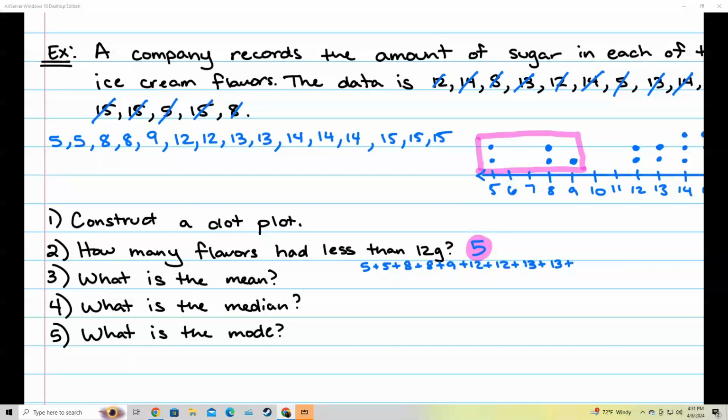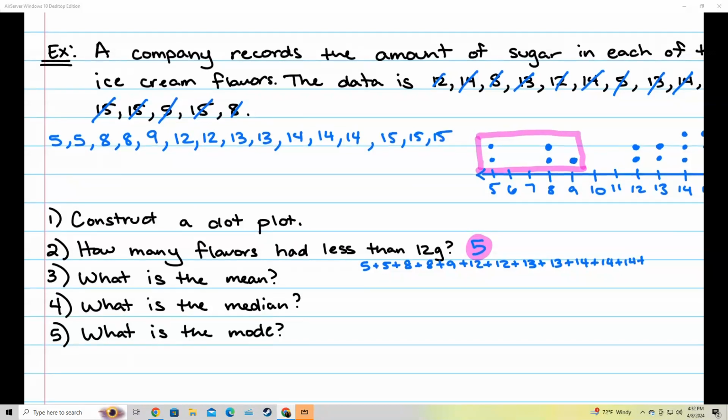And then there's 3 14s and there's 3 15s. Divided by how many numbers are there? There's 1, 2, 3, 4, 5, 6, 7, 8, 9, 10, 11, 12, 13, 14, 15. So let me go ahead and add up these numbers. Give me 1 second while I figure this out.